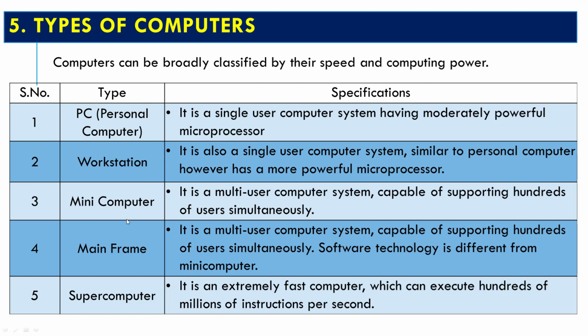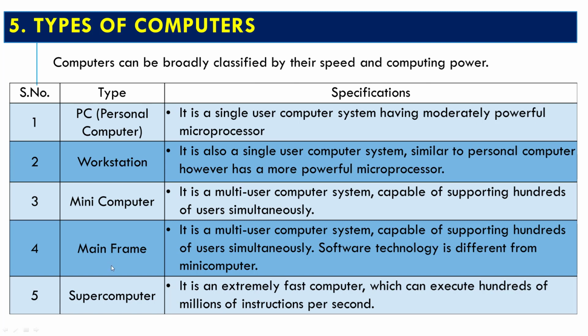Then minicomputers. These types of computers, we can say, are a multi-user computer system. This can support hundreds of users simultaneously. Okay, so this is a powerful one. It is going to support hundreds of users, hundreds of computers you can connect with it. In simple terms, it is a server. It will act as a server. So many computers can be connected with this.